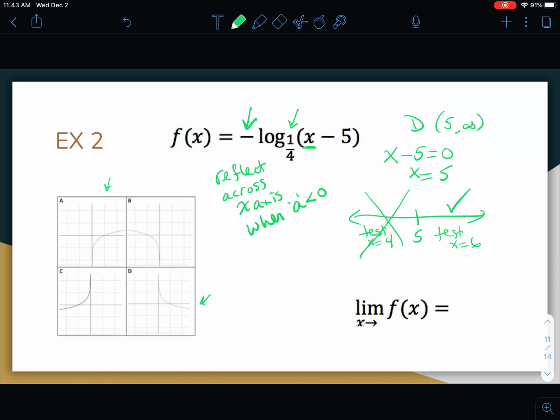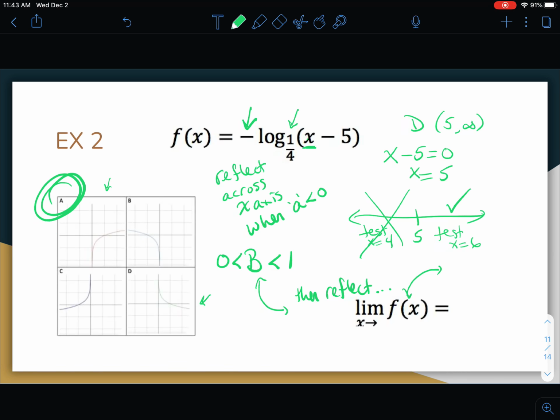That tells us the two arrows I put are both to the right of the vertical asymptote. That makes sense. Okay, so now we know the base is between 0 and 1, so that shape is like this. And then reflect. So my shape has to look like this. So it has to be A for this one.